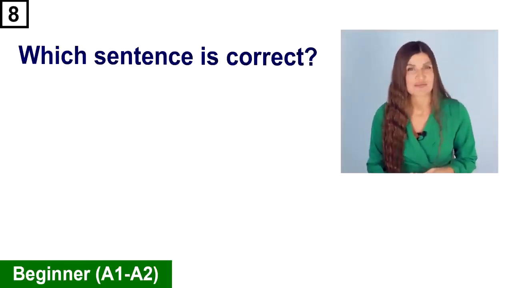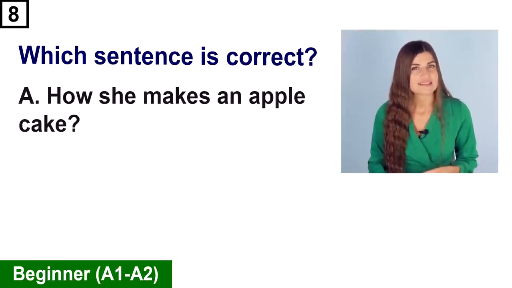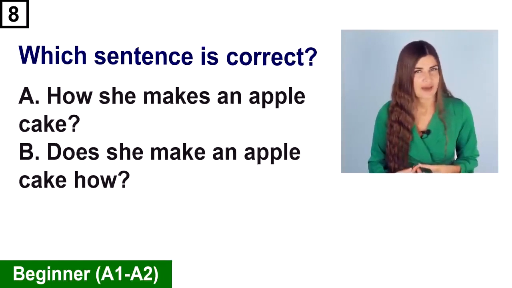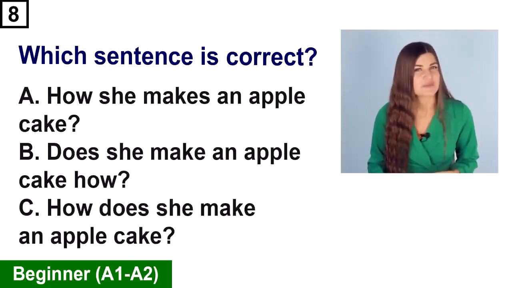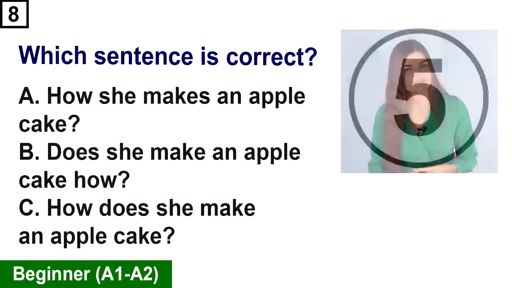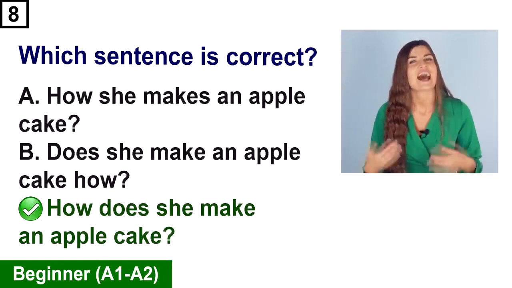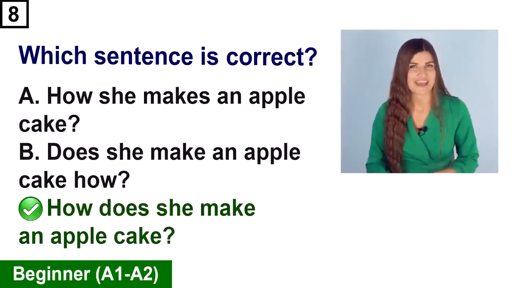The next question. Which sentence is correct? How she makes an apple cake. Does she make an apple cake? How? How does she make an apple cake? The answer is how does she make an apple cake?